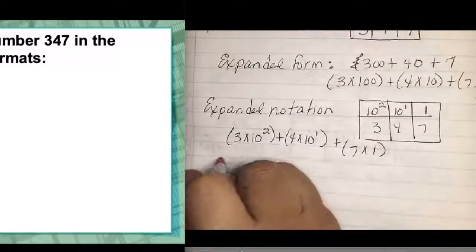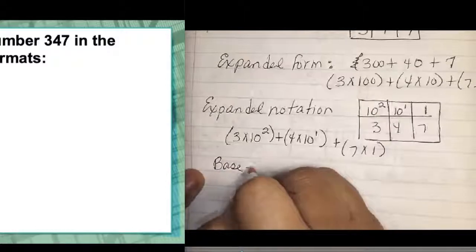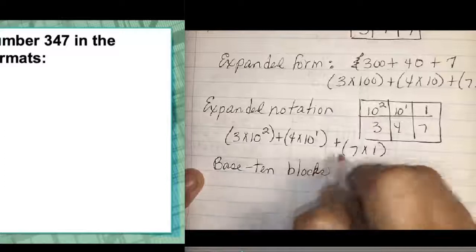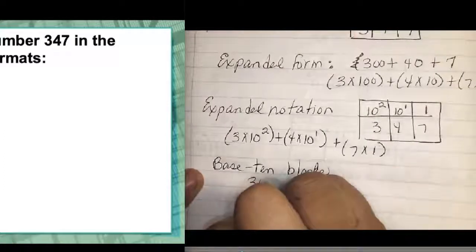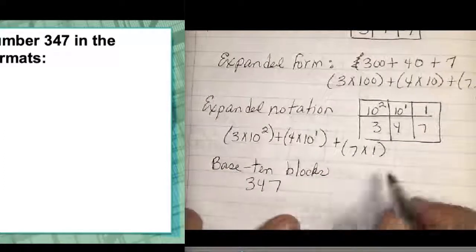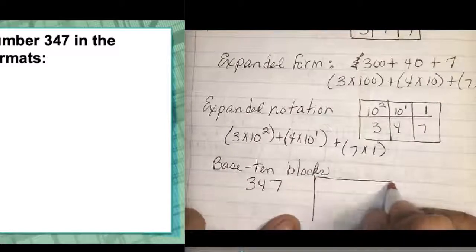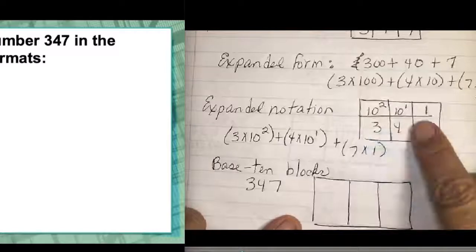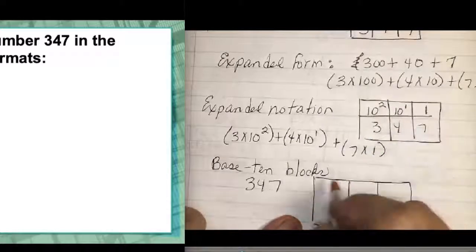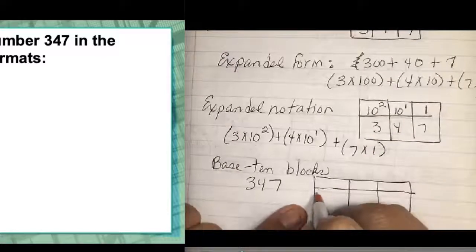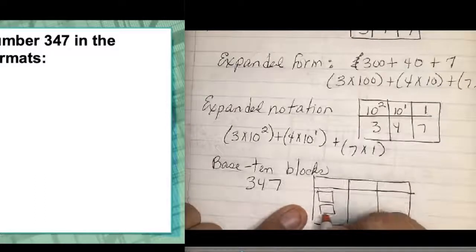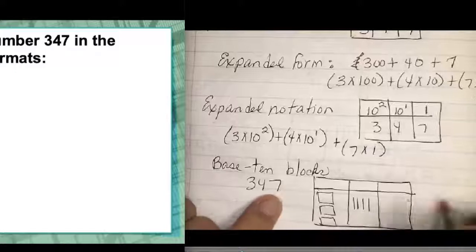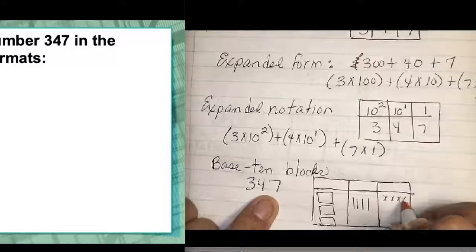Let's go ahead and draw a sketch of our base 10 blocks. Okay, I'm going to go ahead and place it in a mat to represent or to simulate my place value chart. I'm going to put my 3 flats, 1, 2, 3, 4 rods, and my 7 units.